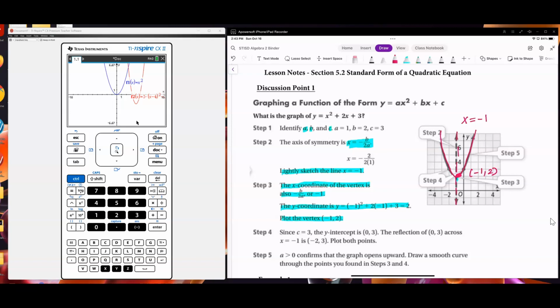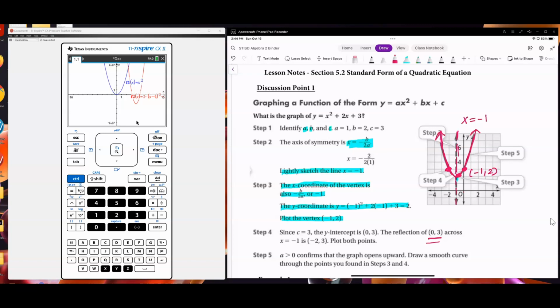We also know that if we let x equal 0, then we know that the y-intercept is going to be 0, 3. And this is like your mirror. So to find the other point is right here. So you have 3 points. You're able to sketch the graph with just 3 points.